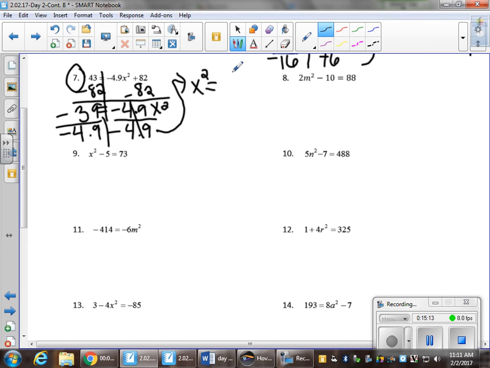And x squared equals 7.959. Lastly, square root x equals plus or minus 2.821.